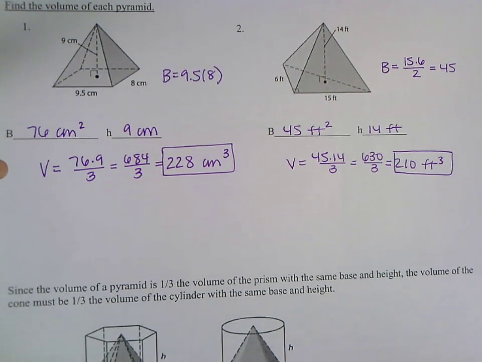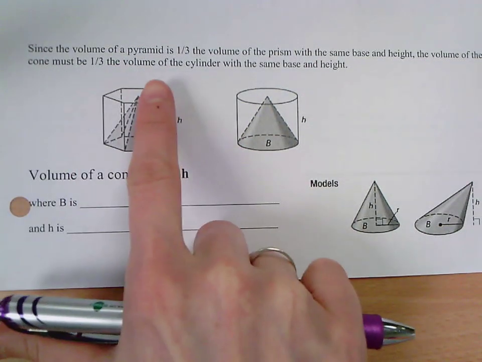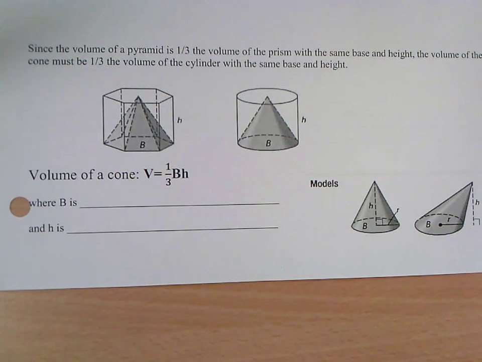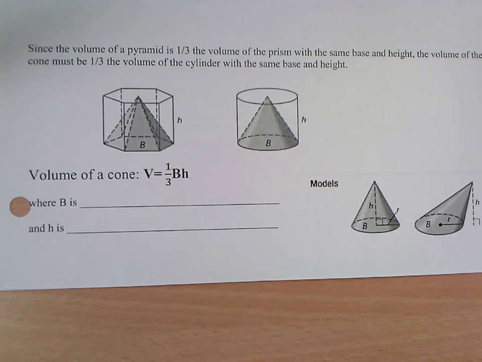I know a lot of you are working ahead, which is fine, but I am going to have you look back because there's something I want to show you in terms of exact answers, keeping pi in your answer versus a fully rounded answer. But I have on here something I already talked about. Volume of a pyramid is 1/3 of the volume of a prism, since again, there's 3 pyramids in one prism. So the volume of a cone must be 1/3 the volume of a cylinder with the same base and height.